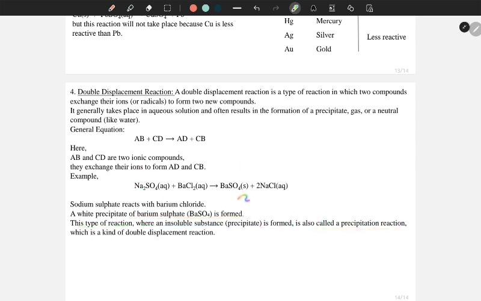So if we are doing a reaction and a precipitate, PPT, is formed in the product, then we can say that it is a precipitation reaction. Which is a kind of double displacement reaction, because in a double displacement reaction the PPT forms in the product. So this is a precipitation reaction, which is a kind of double displacement reaction.